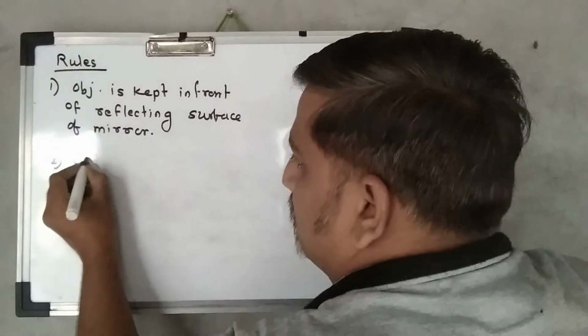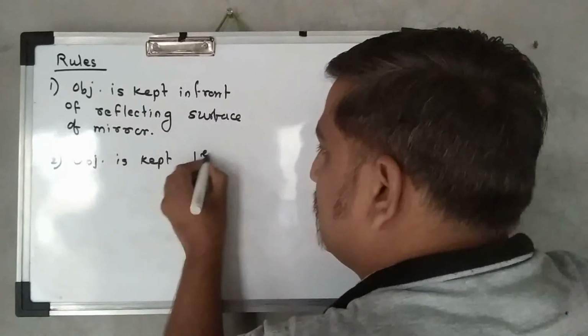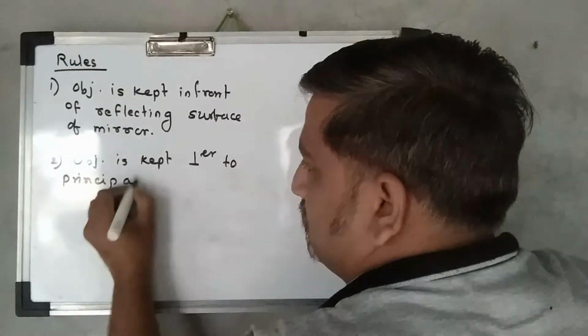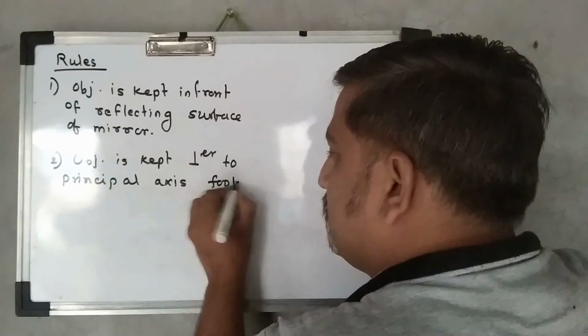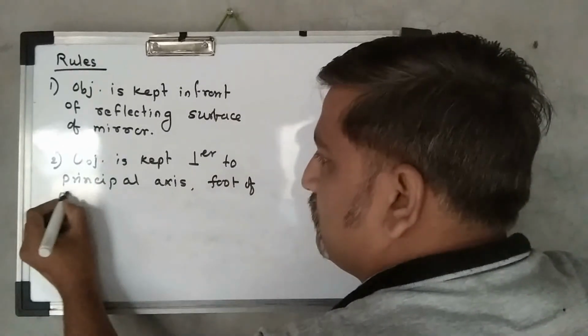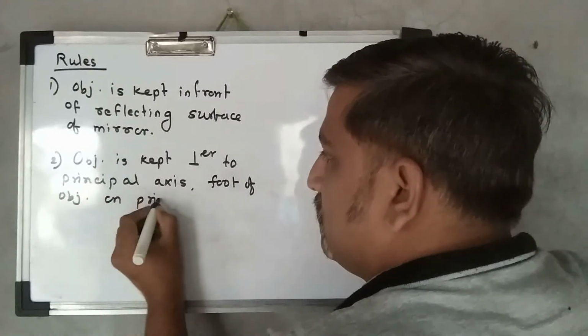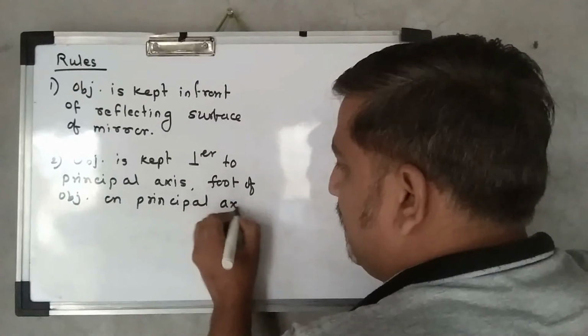Second, the object is kept perpendicular to the principal axis. The foot of the object is on the principal axis.